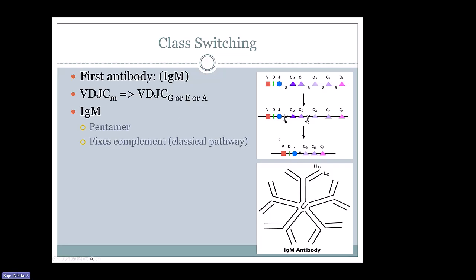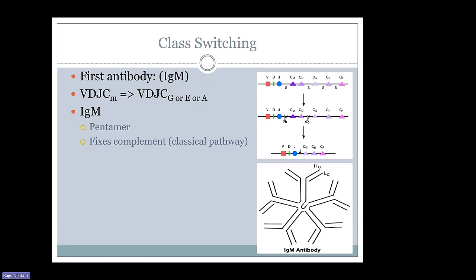If it is, say, a mucosal infection where you need IgA, it will cut out the rest of the portion and the CA gets attached to the VDJ. That's how the class switching works. Talking about IgM itself, different classes. Depending on the constant region, there are different classes of immunoglobulins that these B cells can make, and they have their own specific properties.